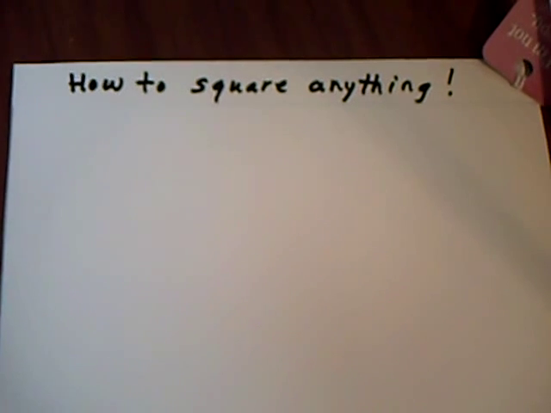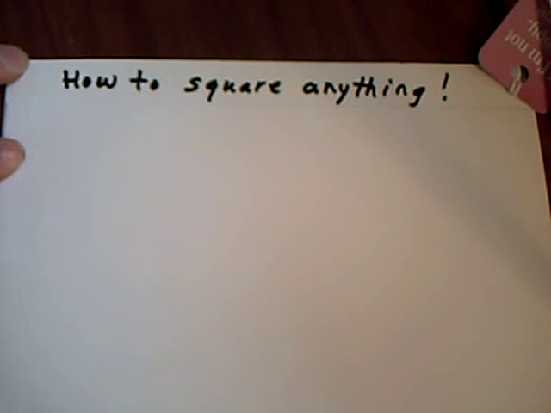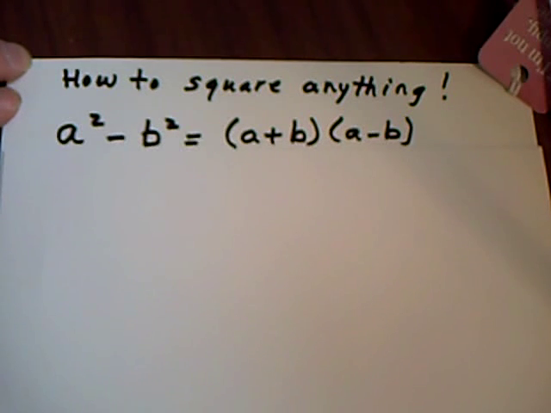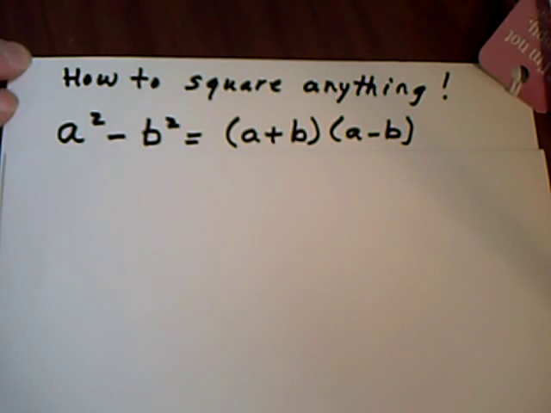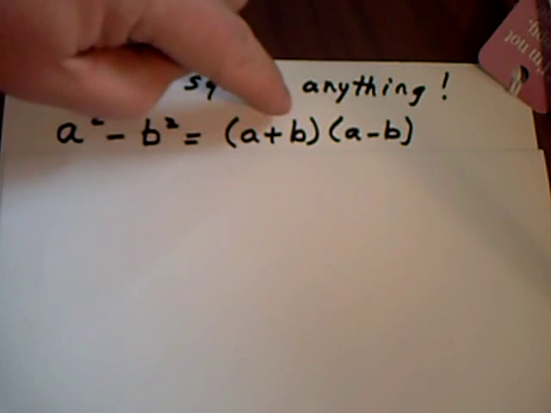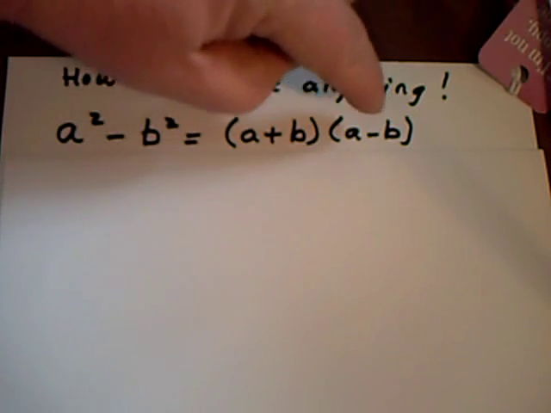Okay, I'd like to show you here how to square anything. Now this is a really neat little trick that I use all the time. First of all, you may remember from your algebra that a squared minus b squared equals a plus b times a minus b.